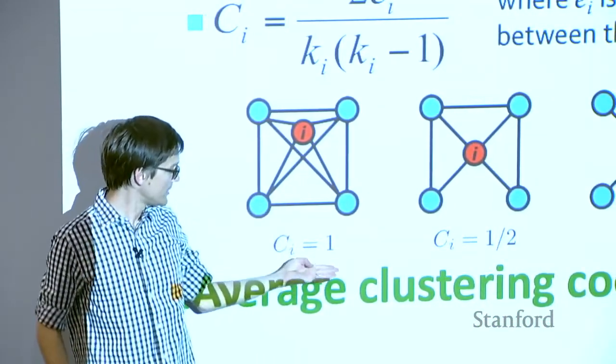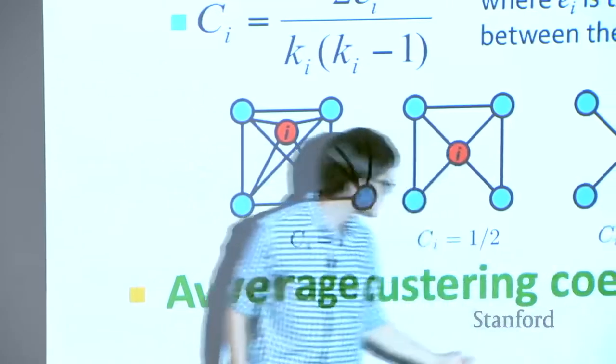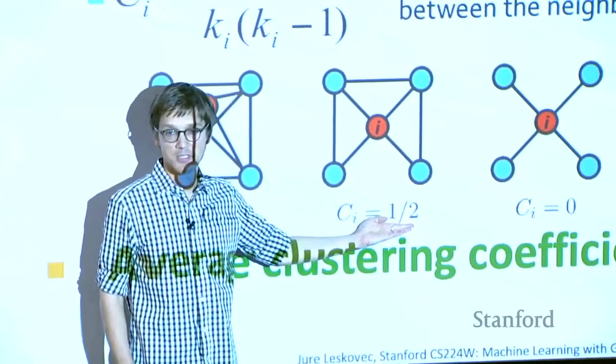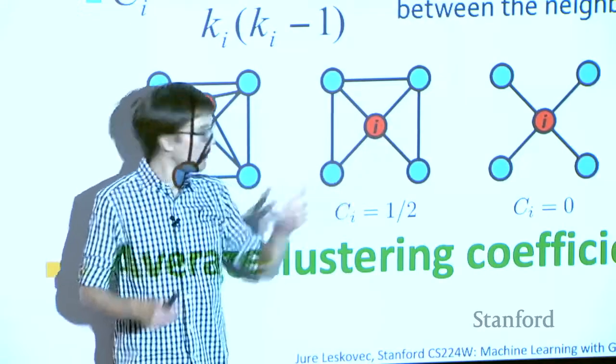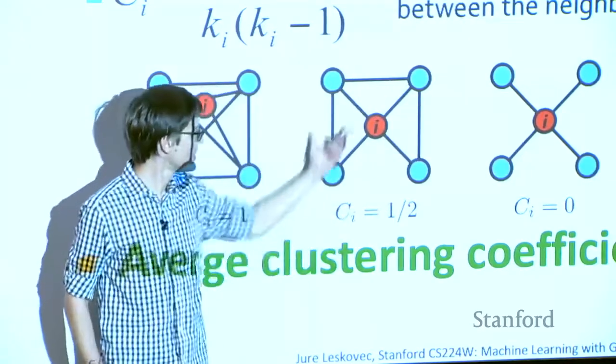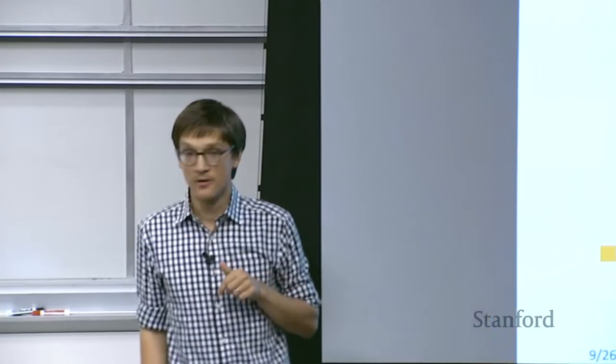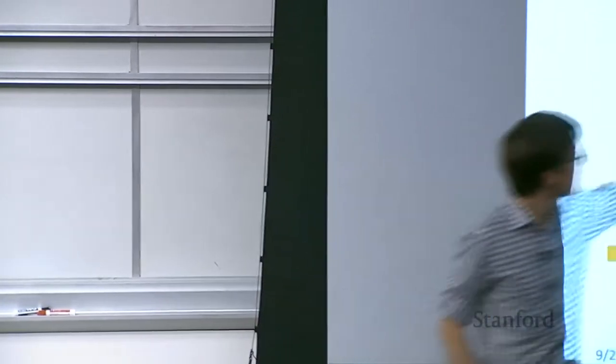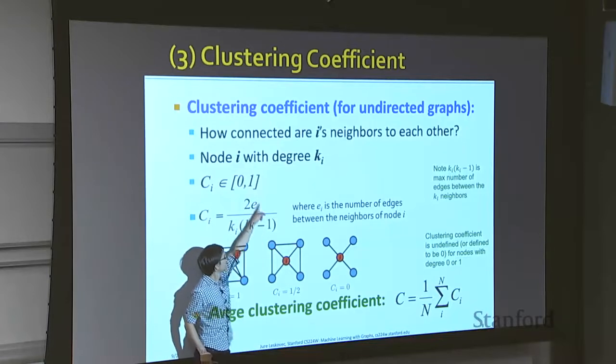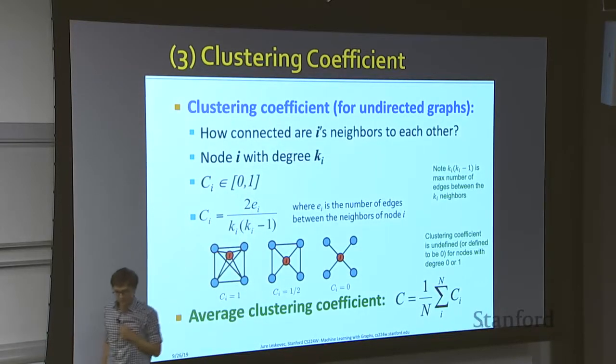Here, all of them exist. Here, none of them exist, and here, half of the possible edges exist, right? There is 4 choose 2 possible edges between these 4 nodes, and 3 of them exist, right? 4 choose 2 is 6. It's 4 times 3 divided by 2, right? So this is 4 choose 2, and that's 3, and that's why I get a half, okay?